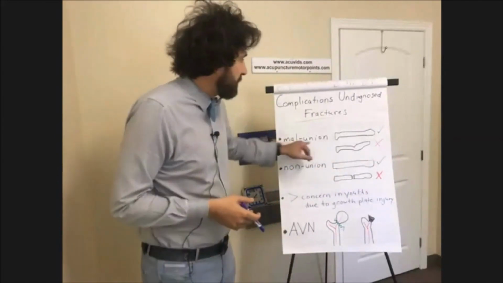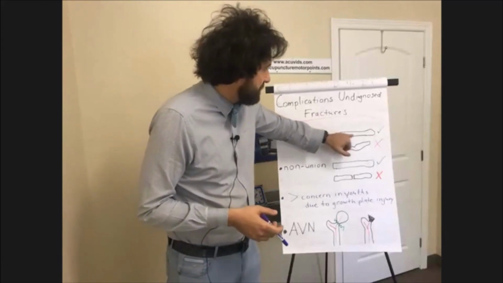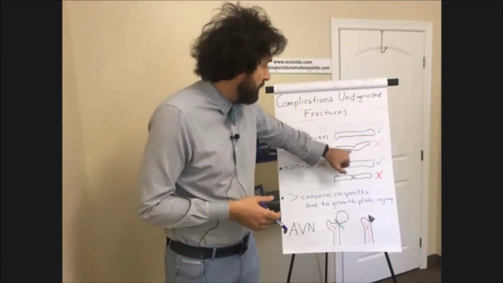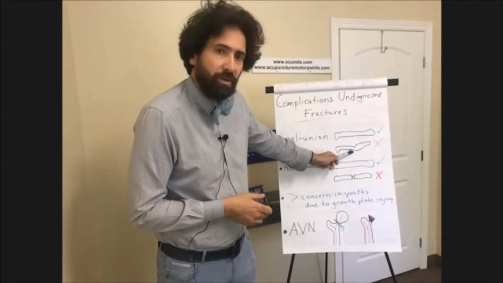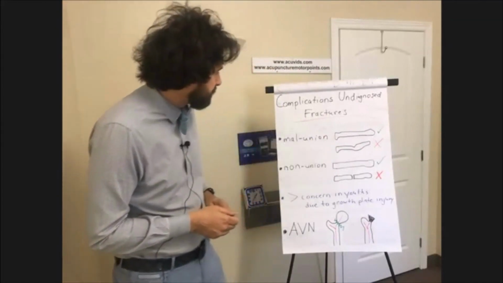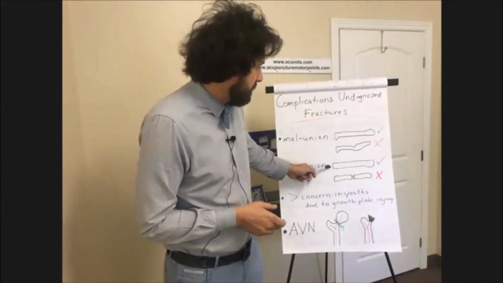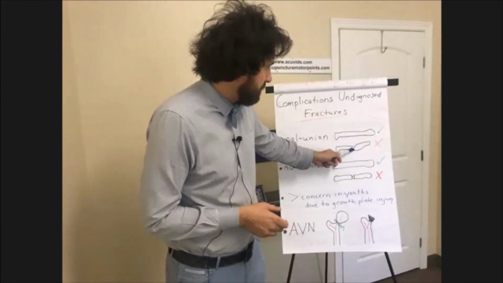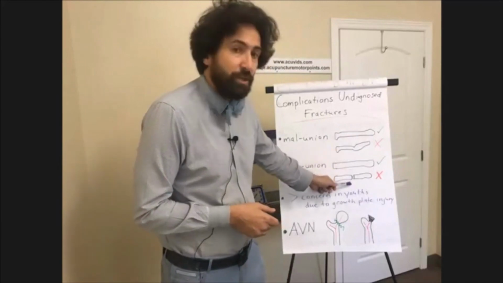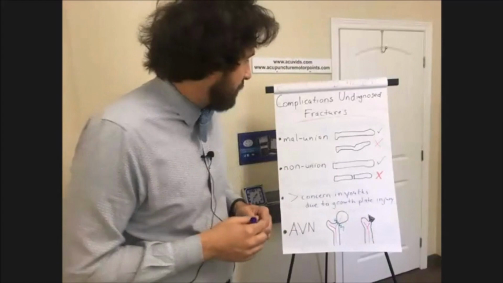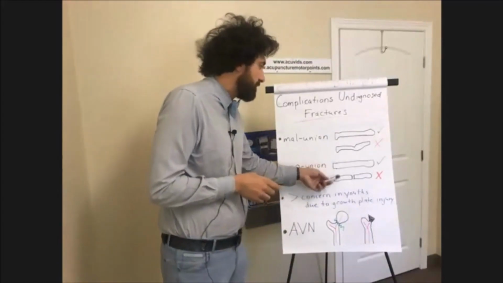A malunion is, let's say this was fractured. This is what it looks like when it heals correctly. A malunion is when a bone heals, but it heals crooked, or the alignment is off. Non-union is when not only did it heal crookedly, it didn't heal at all. It actually healed in 2 or more separate pieces. All right, sometimes this may require surgery.